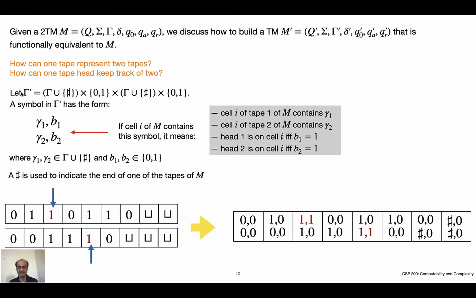What we set our new tape alphabet to, remember we get to pick it because we're designing this machine, is that its elements are 4-tuples. They consist of one symbol from this tape alphabet, followed by a bit, another symbol from that same tape alphabet, followed by a bit. We'll talk a little bit more about what these sharp symbols are, but there are additional choices for what could go in the first and third positions of this tuple.